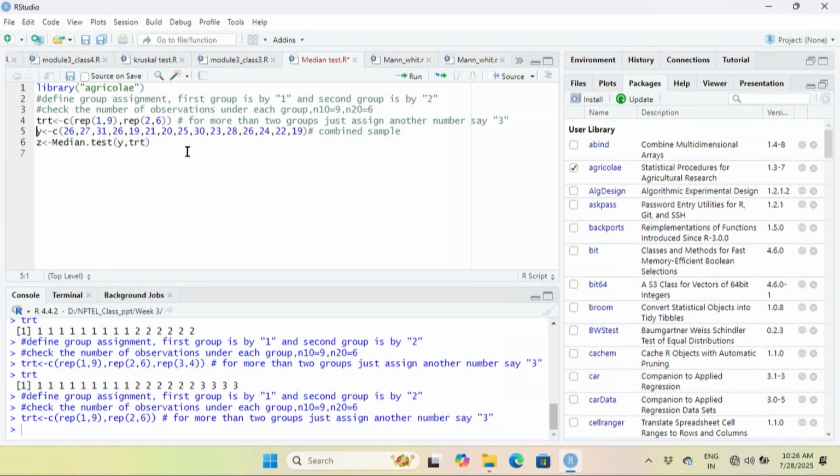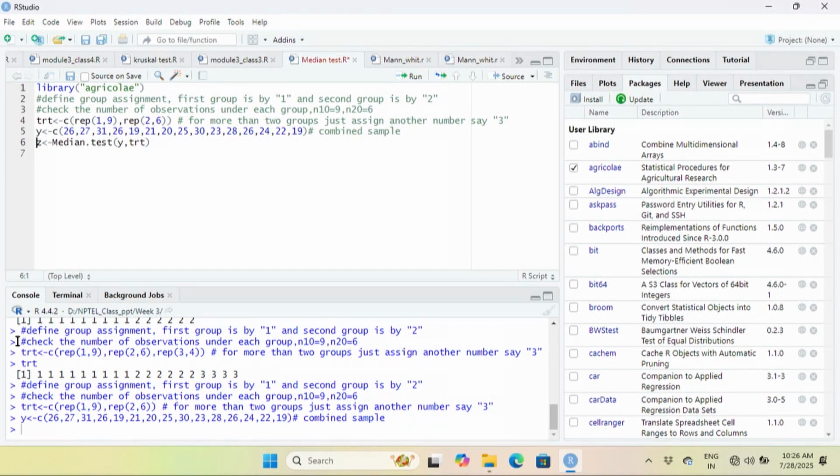Okay, now it's time to write all of the observations in any sequence they appear. No need of arranging them. You can just write all the observations manually. So did I. So this is the combined sample format. 26, 27, 31, 26, 19, 21, all the observations. So altogether how many observations? 9 plus 6, 15 observations. And the rest is extremely easy.